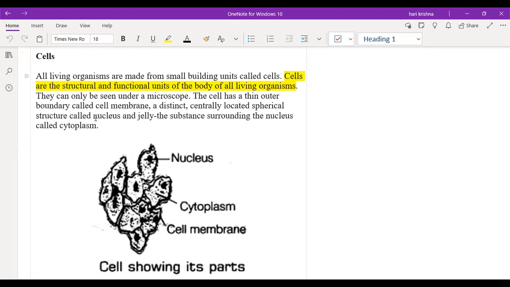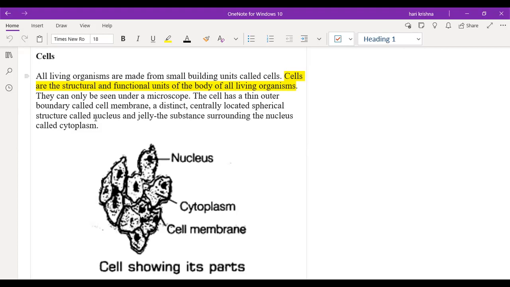Cells are the structural and functional units of life of the body of all living organisms. When you combine the cells, it will form tissue. When you combine the tissues, it will form organs. When you combine all the organs, it will form the basic structure of different organisms. We cannot see these cells with the naked eye. You can see them only under the microscope.